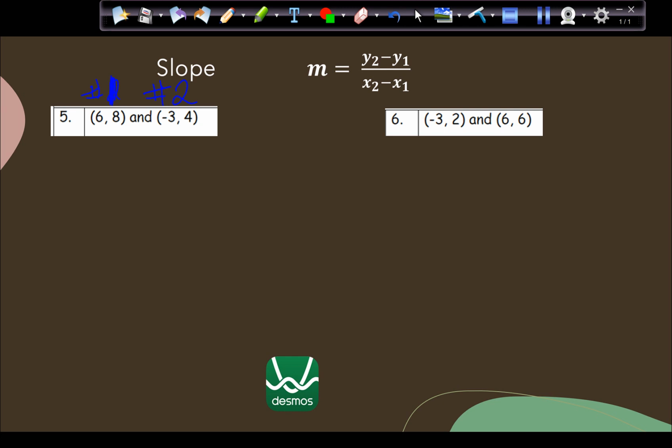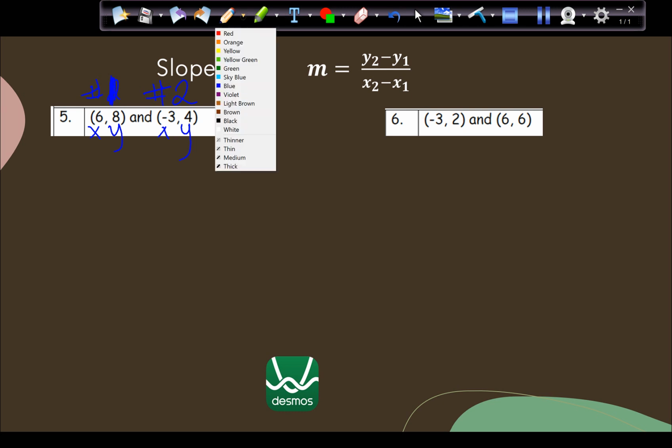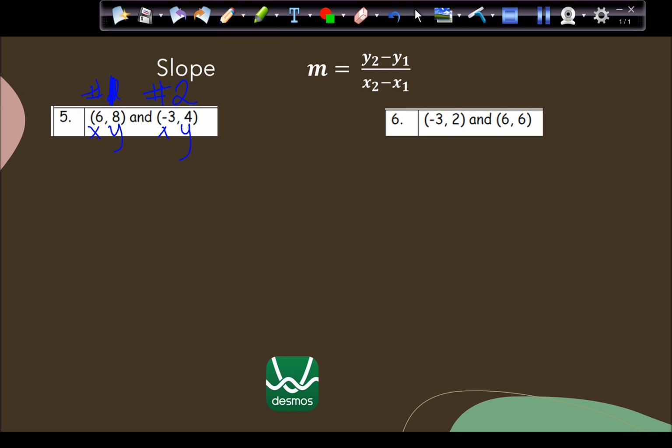And then you also have to remember that when I give you ordered pairs, it's telling you what x and y value. So it's giving you the x coordinate and the y coordinate. So now we're going to use the formula. So y sub 2, I need the y value from point 2. So I'm going to go to point 2, and I need the y value. So that would be 4.